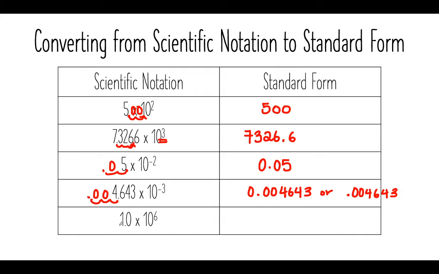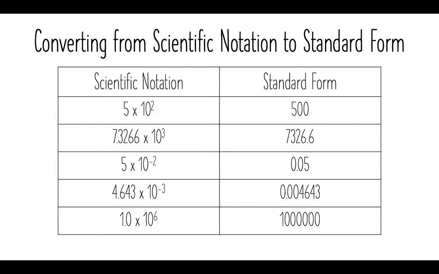Now if I have 1 times 10 to the power of 6, I have to move this decimal place 6 spots to the right because this is a positive exponent. So 1. There we go. So this is how we convert from scientific notation to standard form.